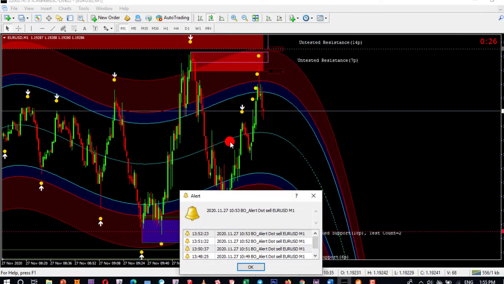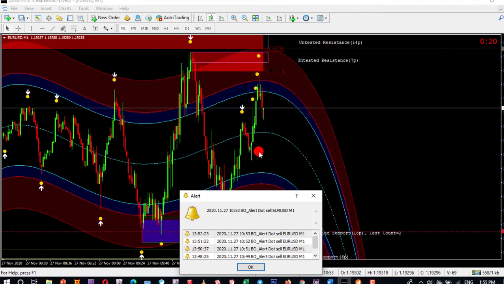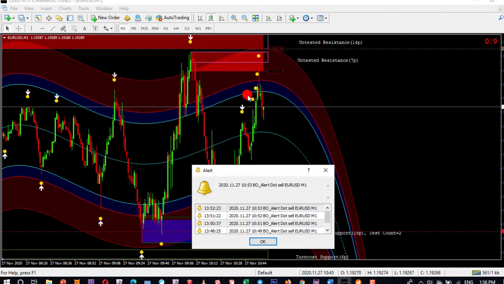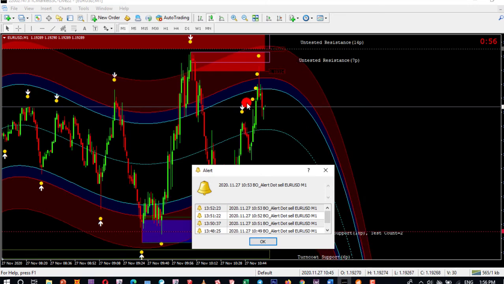If you are new, then if an arrow appears, you should place the trade. But if there is this one, it is called a dot, so do not place the trade when the dot appears. It needs experience, so if you are new, do not place the trade on the appearance of this dot.